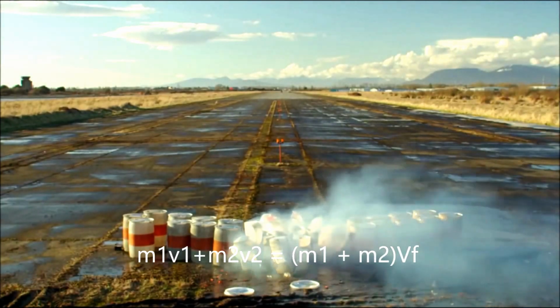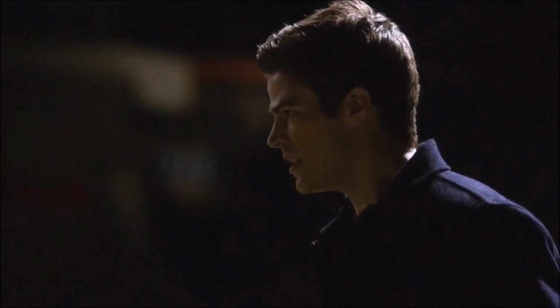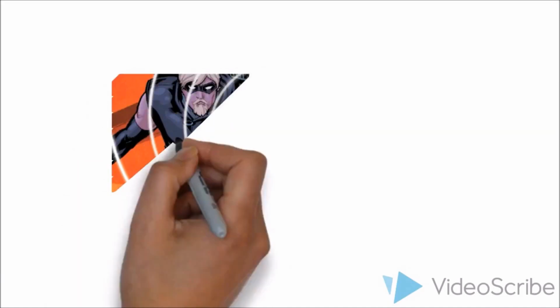Another collision can be seen in the Flash between two speedsters in an inelastic collision where both speedsters bounce off each other at moderate speeds. Momentum is conserved in this case, but the kinetic energy before the collision was greater than the kinetic energy after the collision.